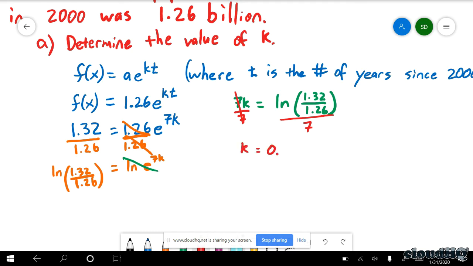We get a k value of 0.0066. I'll round it to that point. So 0.0066, that would be the k value. That answered the first question. And then I'm going to ask a follow-up question where we'll actually have to use that information.